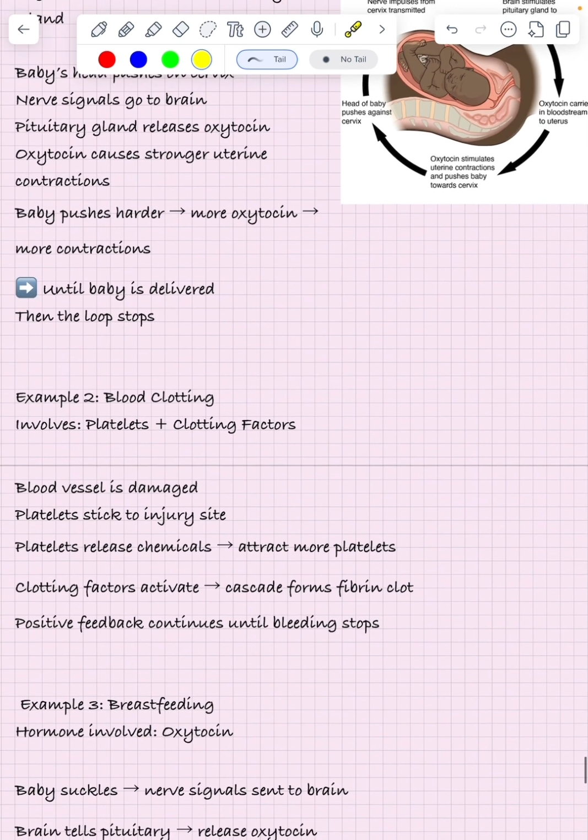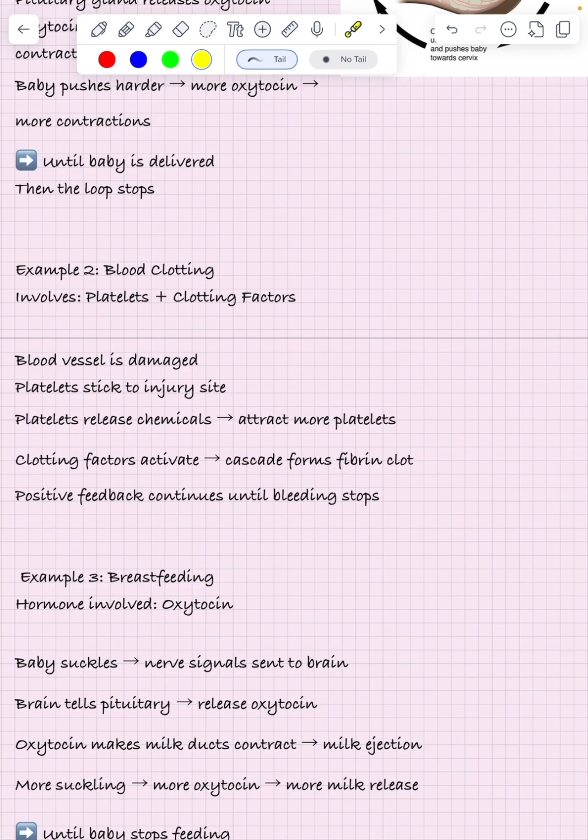The second one is blood clotting. It involves platelets and clotting factors. When our blood vessel is damaged, the platelets stick to the injury site, and the platelets release a chemical which attracts more platelets. Clotting factors activate, and fibrin is formed. Once the fibrin is formed, the major event is done. The positive loop stops.